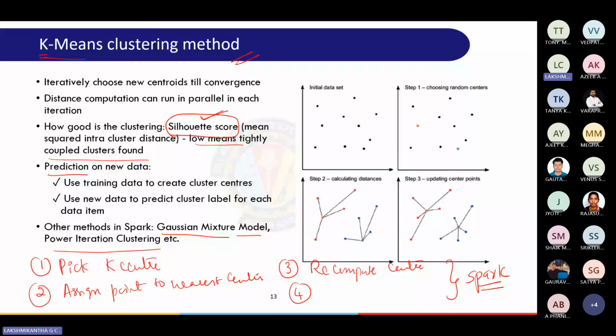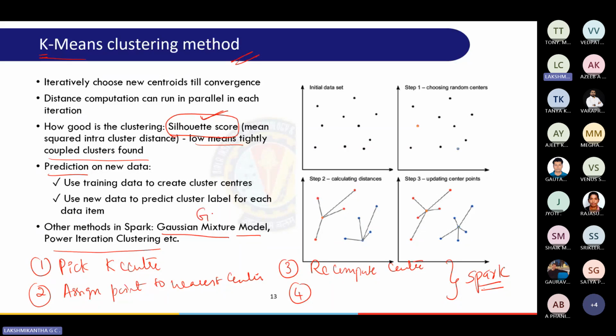And then we are going to perform distance computations in parallel. And then we are going to use Silhouette score to measure cluster tightness. And we are going to predict cluster labels. Once everything is done, we assign cluster labels based on the nearest centroid. And these are the other methodologies we are going to use here.